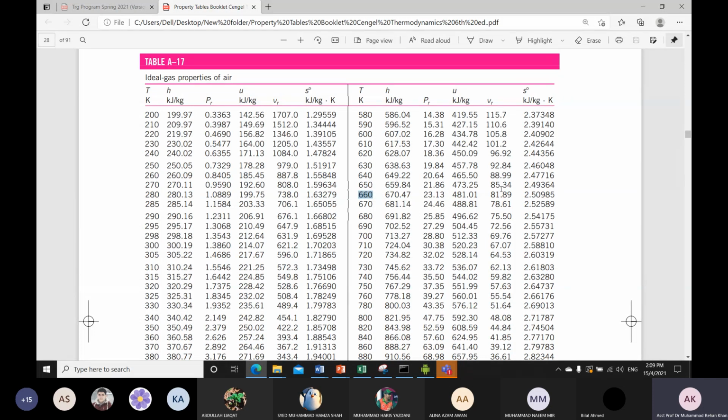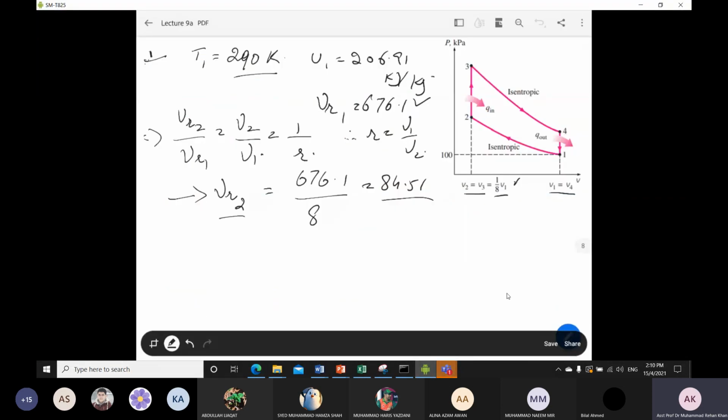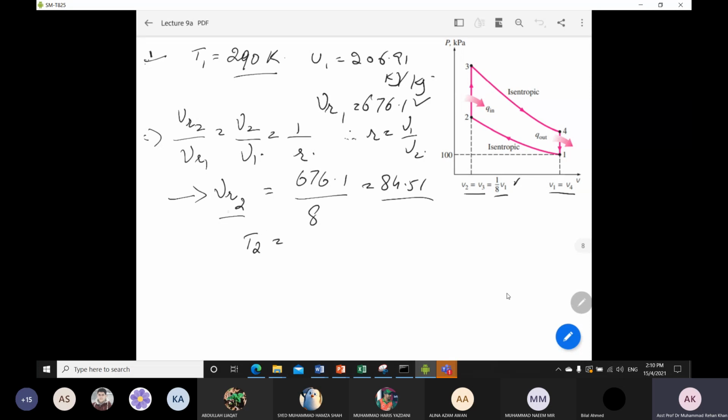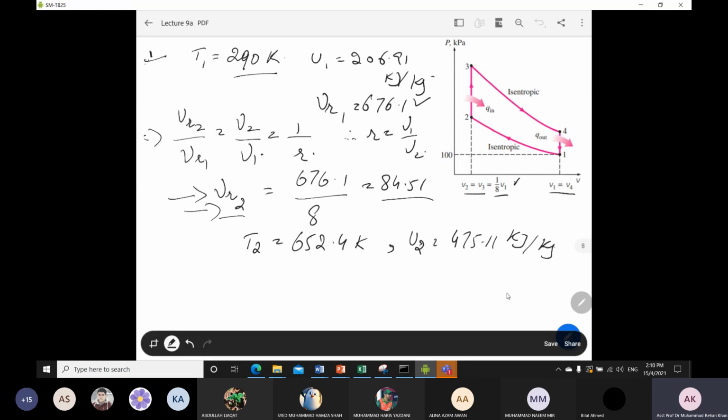So now you have to apply linear interpolation. You already know that if there are three variables, and two variables are known to us and one variable is in between, you can easily find the third variable by using linear interpolation. By using linear interpolation, you have to find the temperature, and also apply a second interpolation for the internal energy. So from here you will easily get the values of T2 and U2. I'm not going to apply the linear interpolation, I will just write down the values. You have to do the linear interpolation by yourself. So T2, by using this VR2 value, will be 652.4 Kelvin, and your U2 is equal to 475.11 kilojoule per kg. So now the state number 2 properties are known to us.